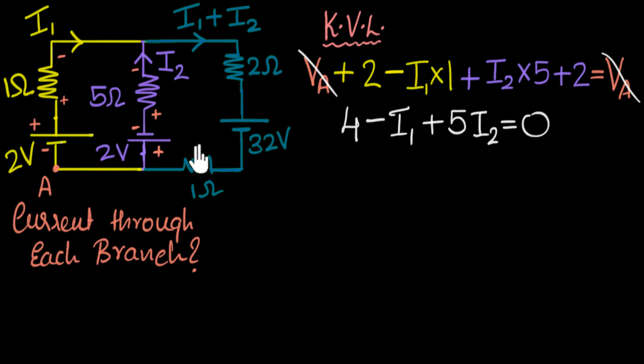To build the second equation, we have to choose a different loop. Maybe we can choose this one, or we can choose this big loop as well. Okay, and I want you to give this a shot. So since I want us to get the same equation, let's choose a particular loop. Let's choose this small loop.